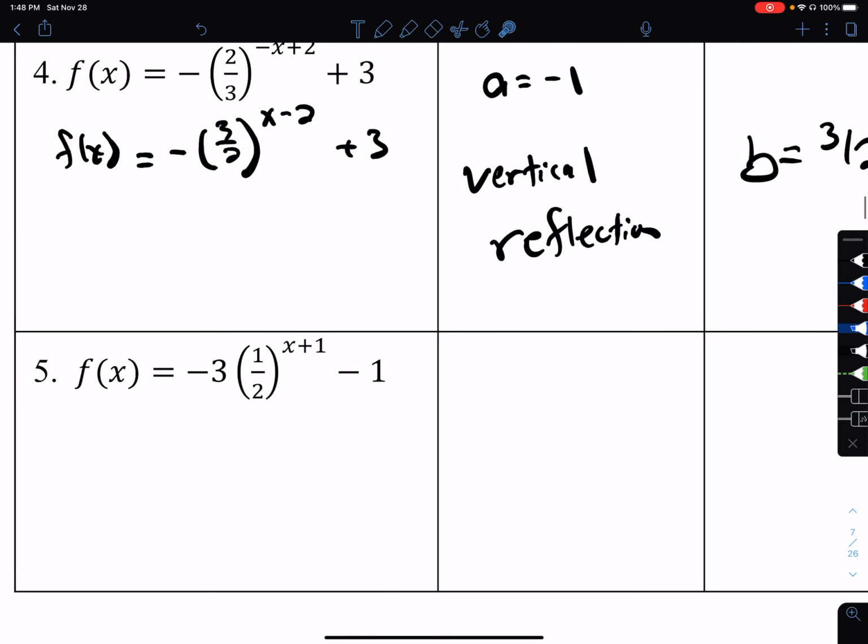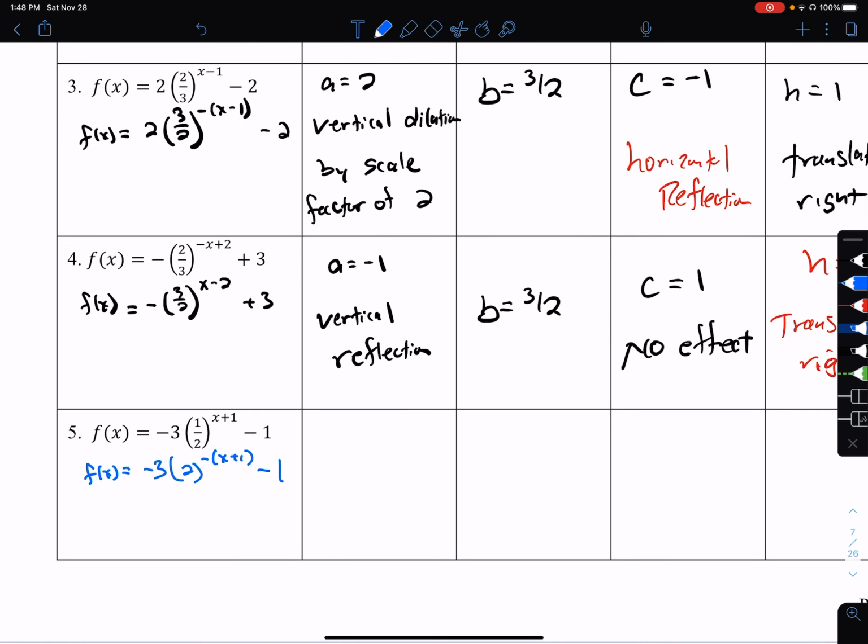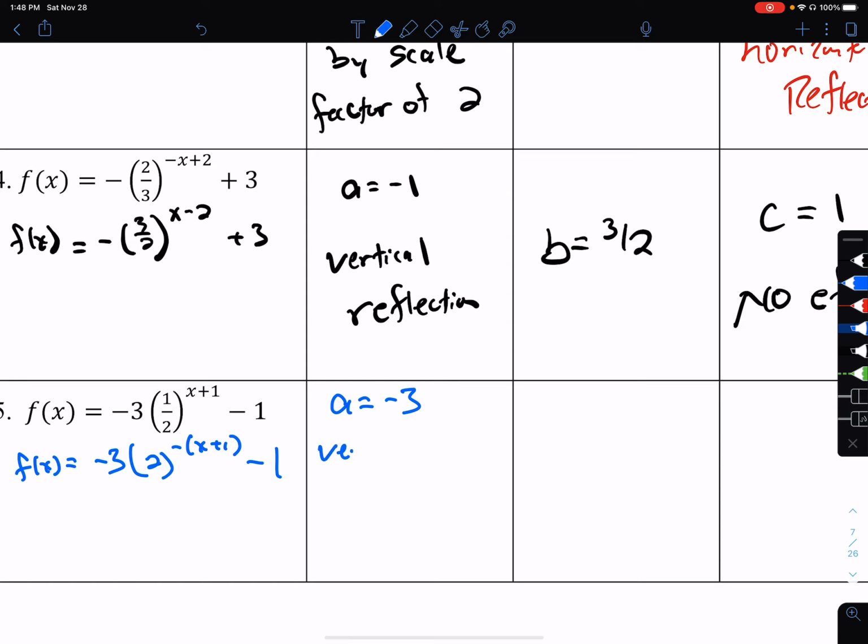Last one. We've got an issue again because our base is not bigger than 1. So we're going to change this. Change the 1/2 to a 2. Change the sign of the exponent. I'm going to choose not to distribute it intentionally. So in this case, A is negative 3. It's going to do 2 things. A vertical reflection, and it's also going to stretch the graph vertically by a scale factor of 3. So we'll call that vertical dilation.